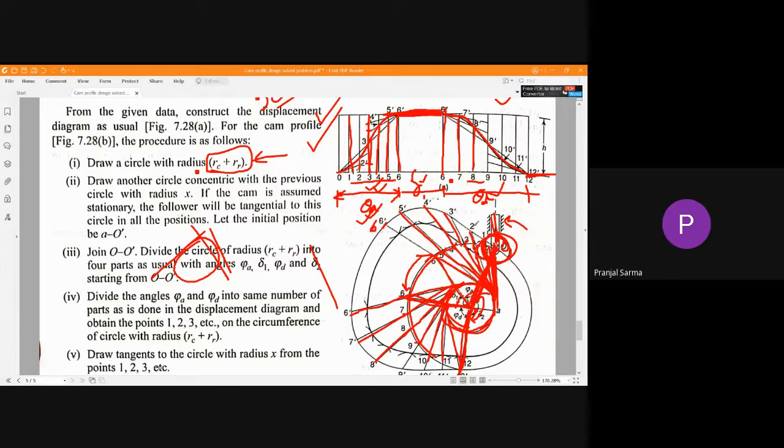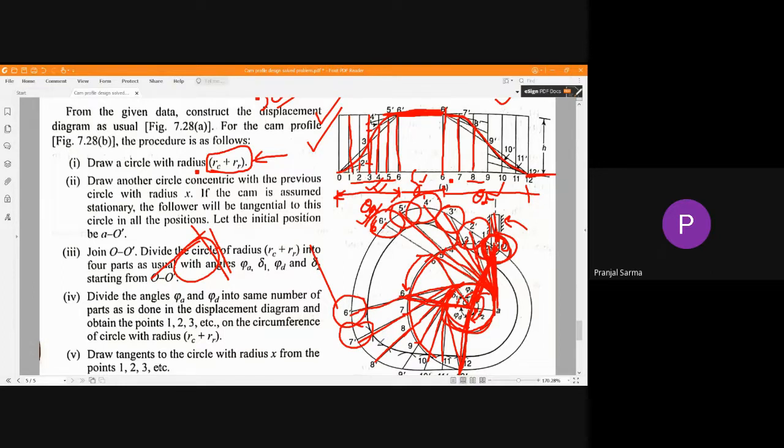So now taking 1 dash, 2 dash, etc., we'll be drawing the location of the roller. Similarly, taking this 4 dash as the center, with the roller radius, this is the roller; 5 dash is the center, this is the roller; 6 dash, this is the roller, and so on. Similarly, once again for the descent stroke, taking 6 dash as the center, this is the roller, this is the roller, and so on.